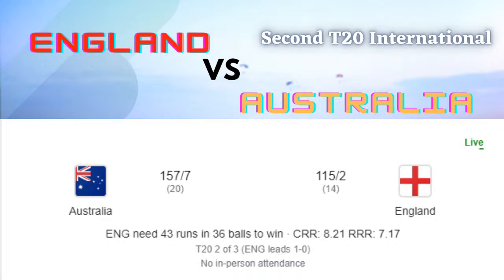Mitchell Stark into the attack. He will bowl out his 4 overs. This is his last over. He bowled 3 overs for 20 runs and picked up 1 wicket of Johnny Bairstow, who was out hit wicket.